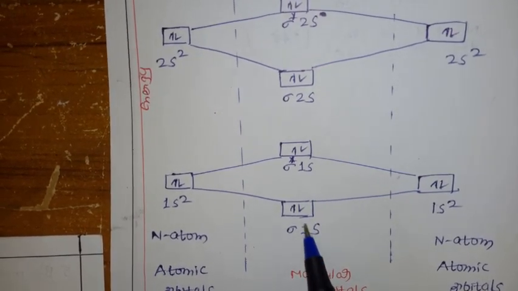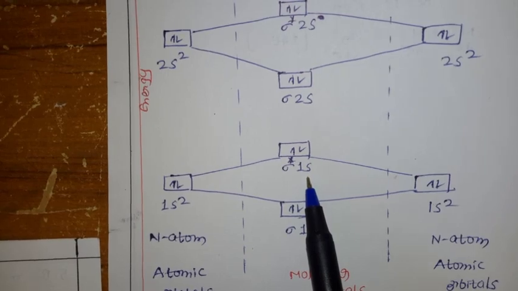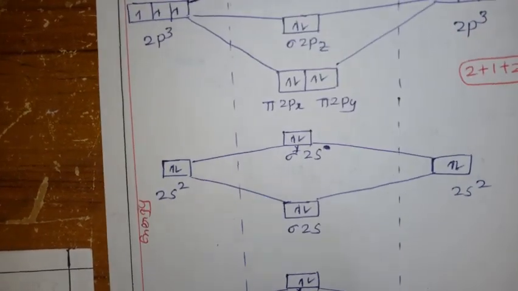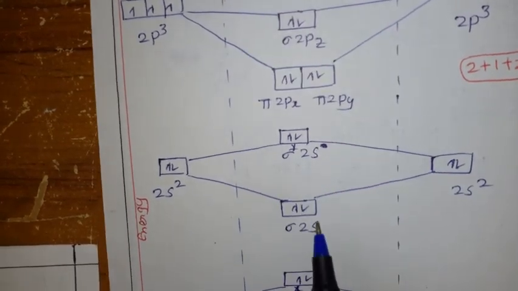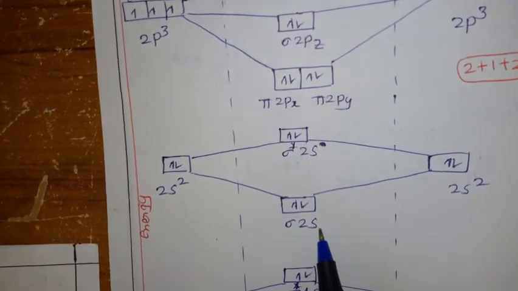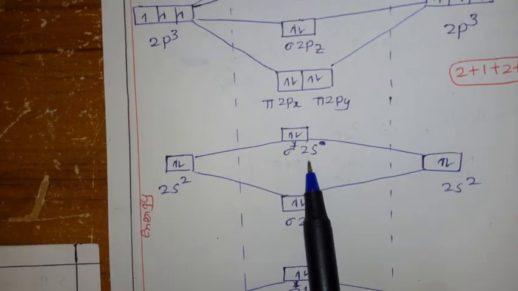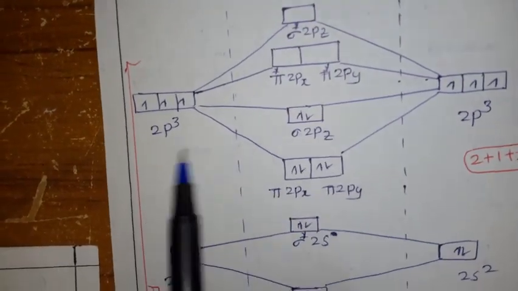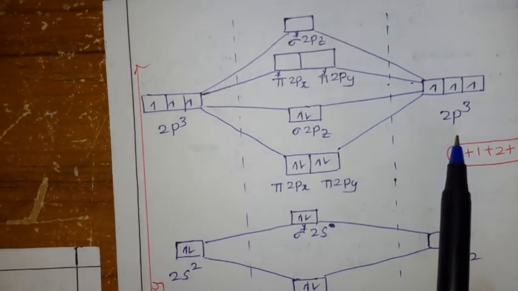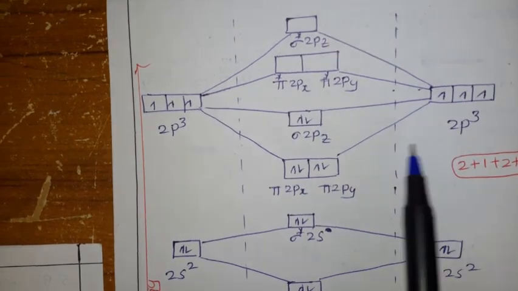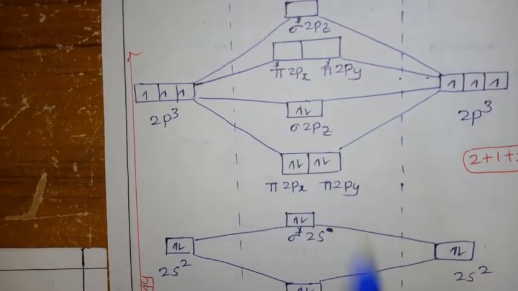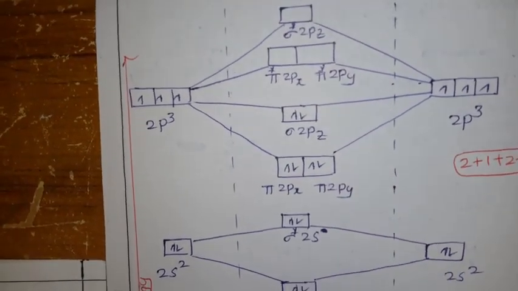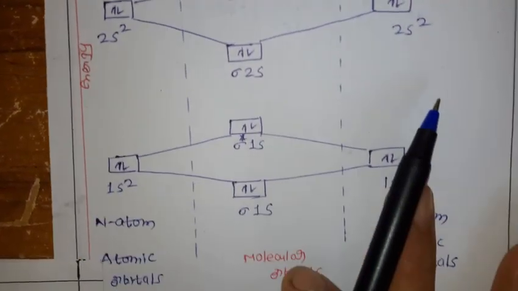This is the bonding molecular orbital. Sigma star is what? Antibonding molecular orbital. Next what we have? 2s and 2s give rise to 2 molecular orbitals. One is bonding and the other is antibonding. Next 2p gives rise to total how many? 6 molecular orbitals, in which 3 are bonding and 3 are antibonding. Okay, total how many electrons we have? 14. Now 14 electrons we have to fill.